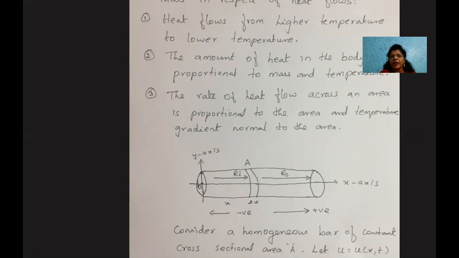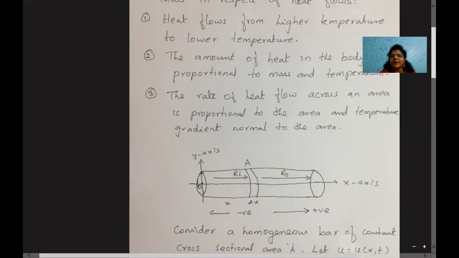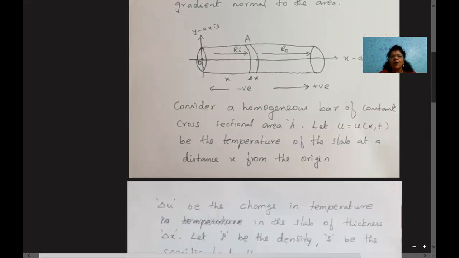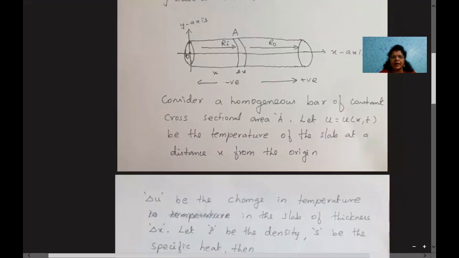Now, we'll move on to the derivation. To derive this, first of all, let me consider a homogeneous bar of constant cross-sectional area A. This is the constant cross-sectional area A. This is the homogeneous bar. This slab has a thickness delta x. If x is the distance from the origin to the slab and delta x is the thickness of the slab, then the end of the slab is at a distance x plus delta x from the origin.